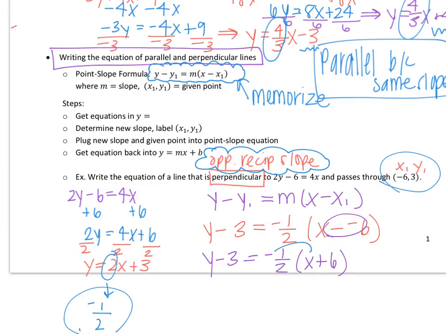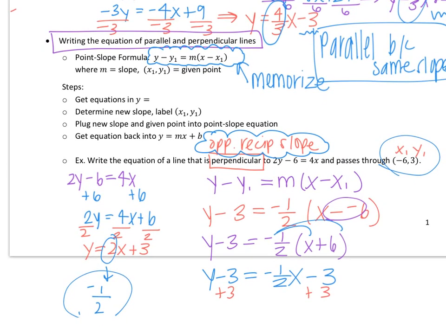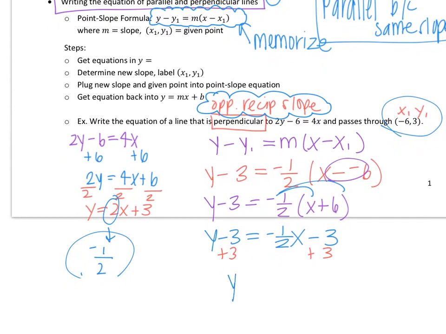Then we're going to distribute the -1/2. So still again, y minus 3 equals -1/2 x. And then we have -1/2 times 6. So that's actually a -3. You can test it in your calculator to be sure if you need to. Then we're going to add 3 to both sides to get this back in y equals. So now our final answer is y equals -1/2 x. And then -3 plus 3 is just 0. So we actually don't need that new y-intercept because it's just a 0.